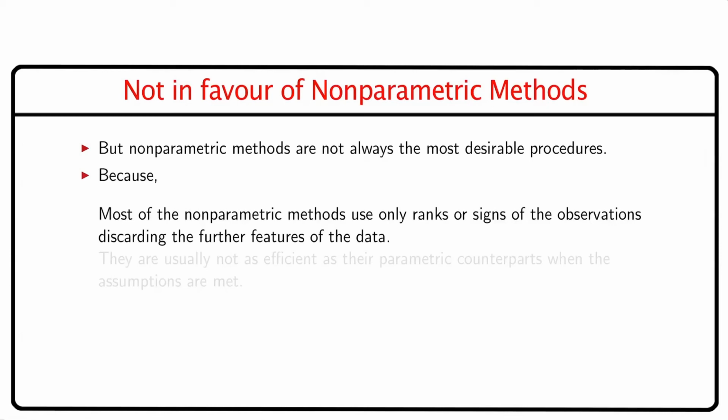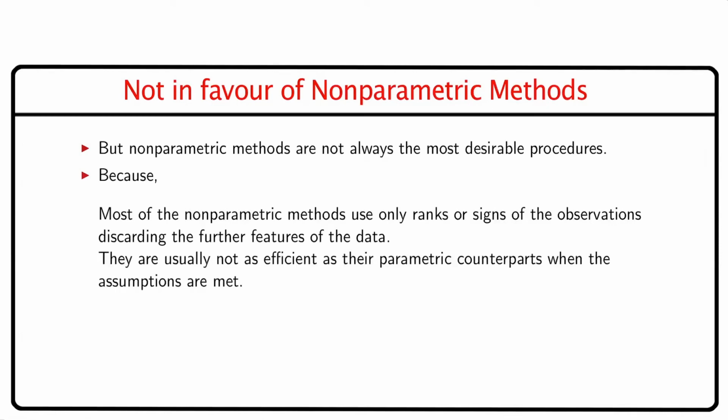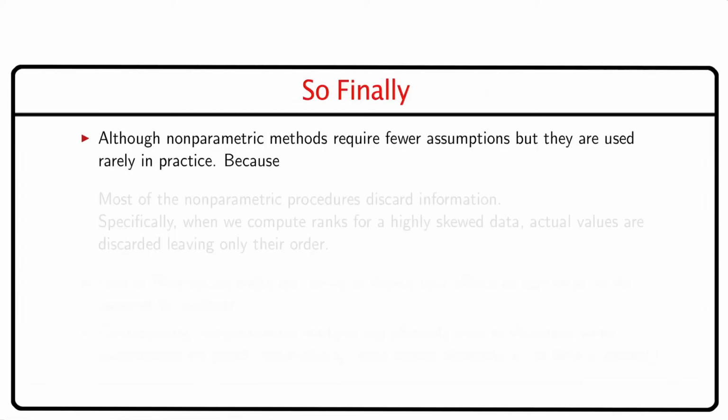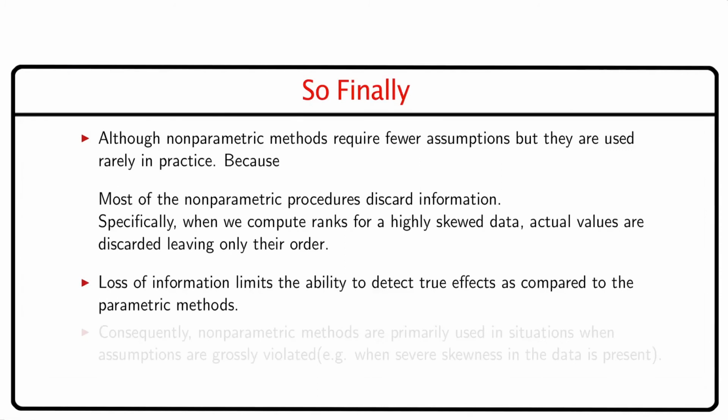And secondly, they are usually not as efficient as their parametric counterparts when the assumptions are made. So if it is known that the underlying distribution is normal and we use a t-test, then t-test is the most efficient, even if there are some non-parametric methods for this problem. So finally, although non-parametric methods require fewer assumptions, they are used rarely in practice because most of the non-parametric procedures discard information, so there is a loss of information, and loss of information results in reduced efficiency.